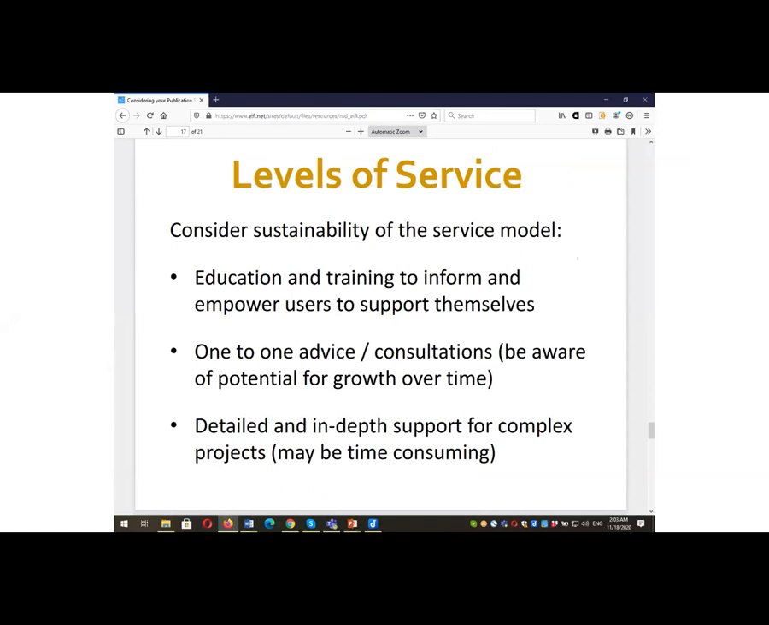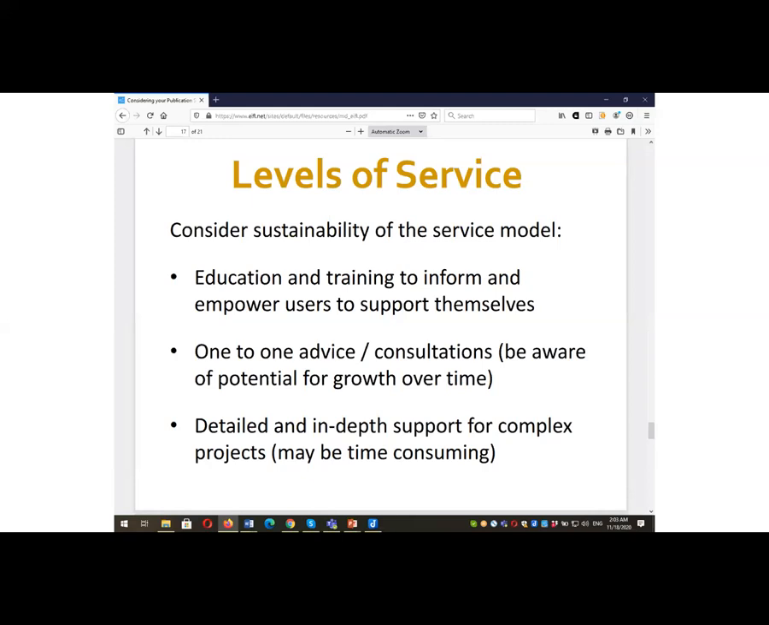And then of course, for the libraries, the sustainability and scalability is one question, but also you could think about different levels of services. So for example, you could have educational and training events where you just inform researchers. I showed you some of the materials which are available already that you can reuse. So that's something that you can do more easily. But if you want to start one-to-one advice or consultation, then you should be aware that at some point you might receive so many requests that it might not be manageable.